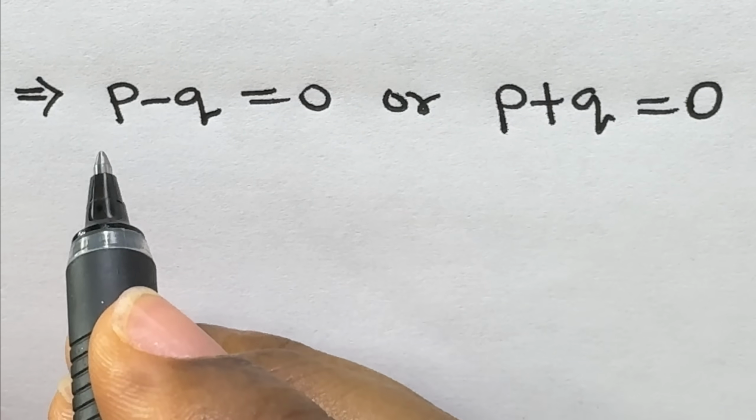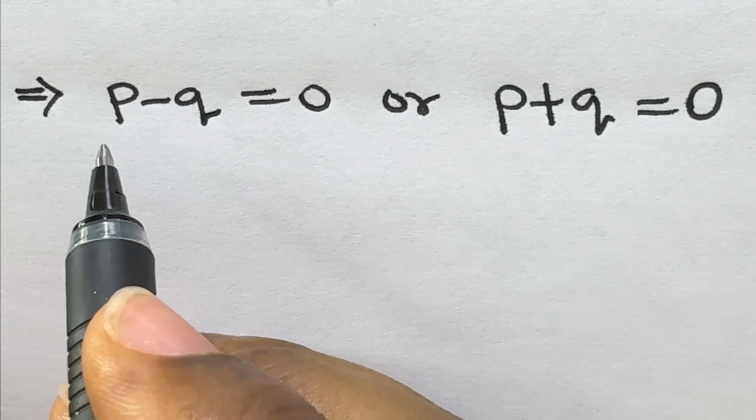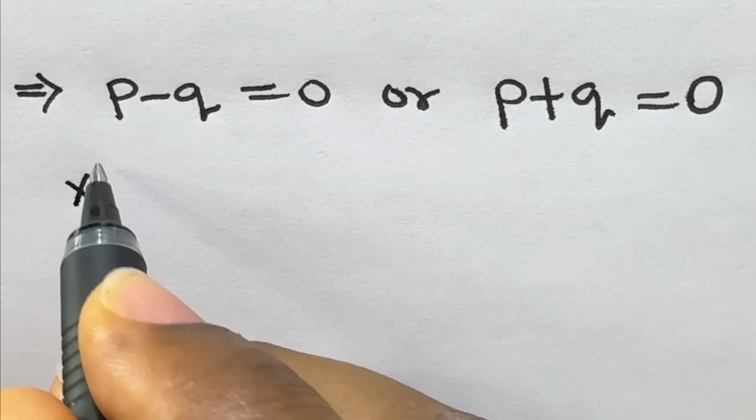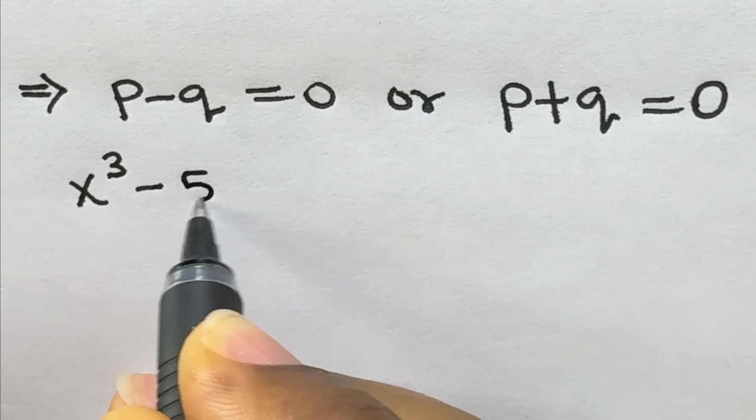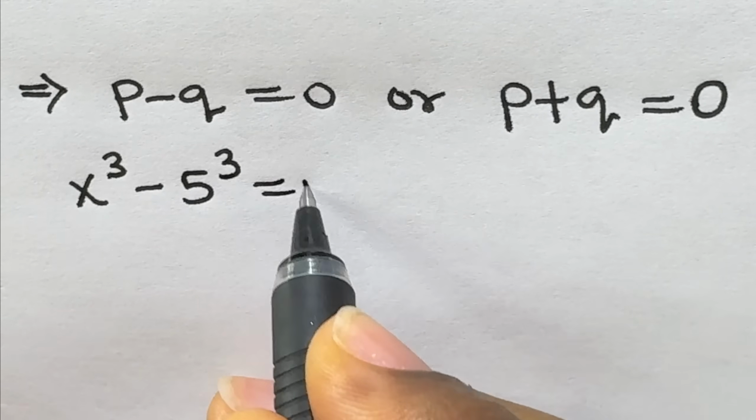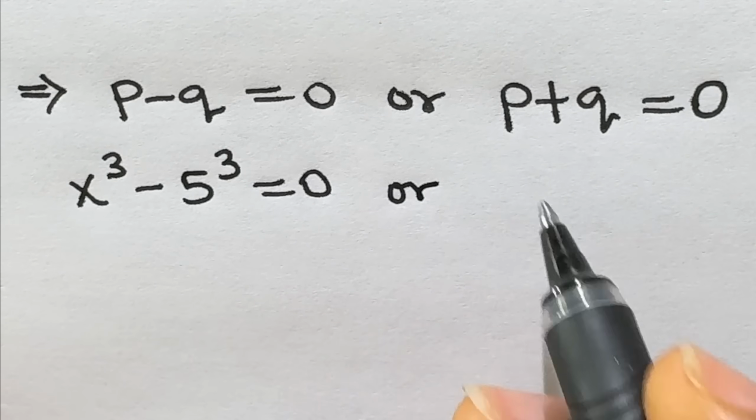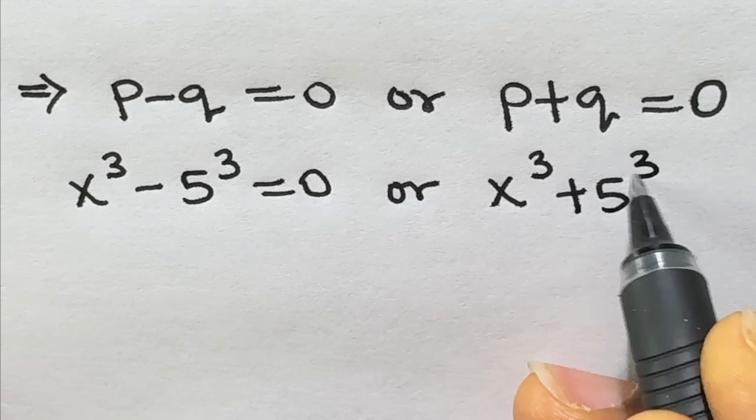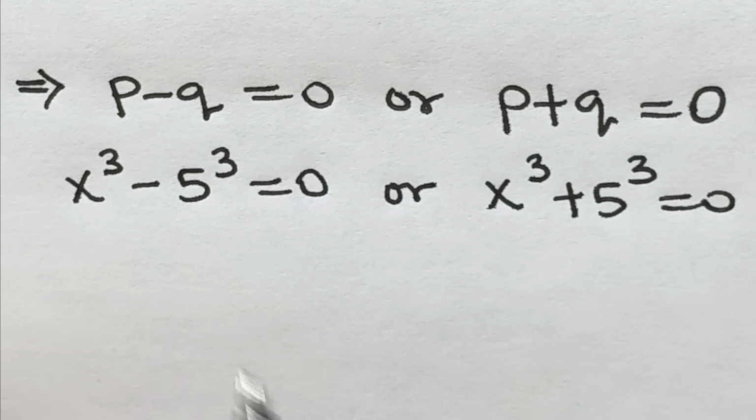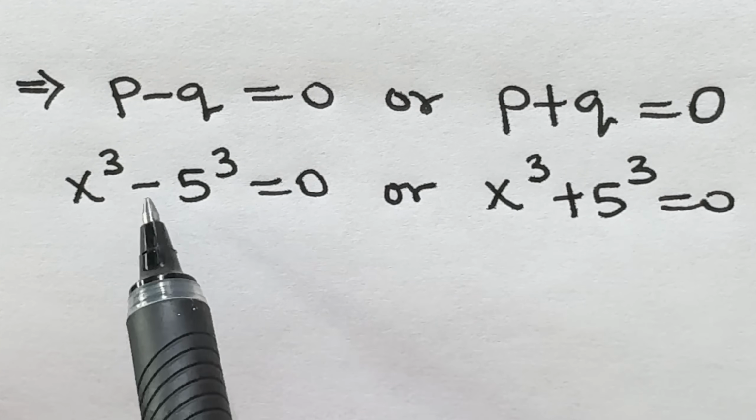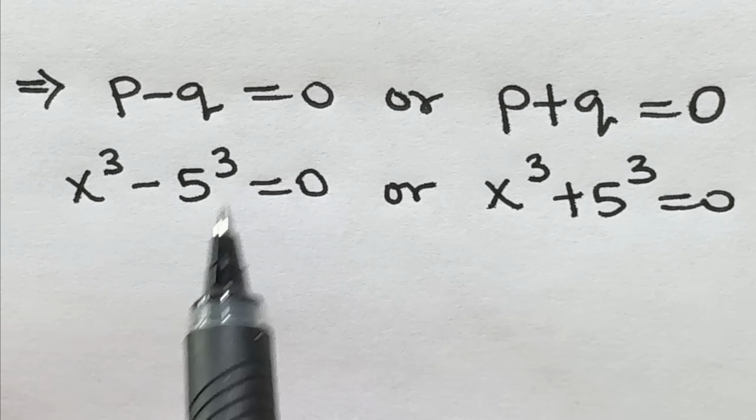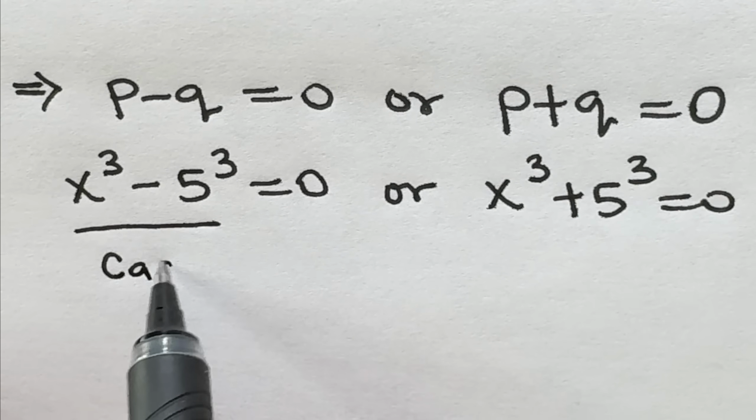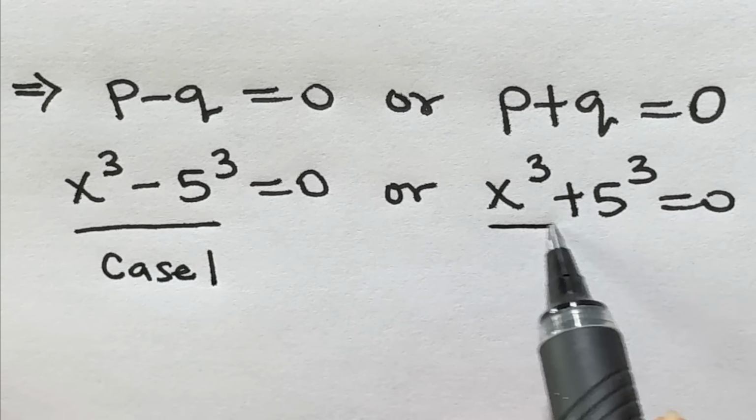This would then imply that, p was x raised to power 3. So if we put those back into the substitution, we get x raised to power 3 minus 5 raised to power 3 is equal to 0. Or we say x raised to power 3 plus 5 raised to power 3 is equal to 0. So we have two different cases. One is negative, one is positive. Cubes are both involved. I'll call this case 1, and I'll call this case 2.